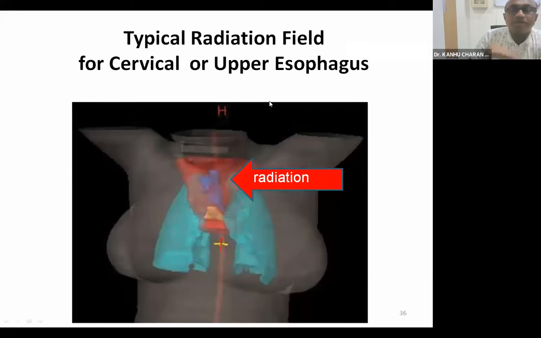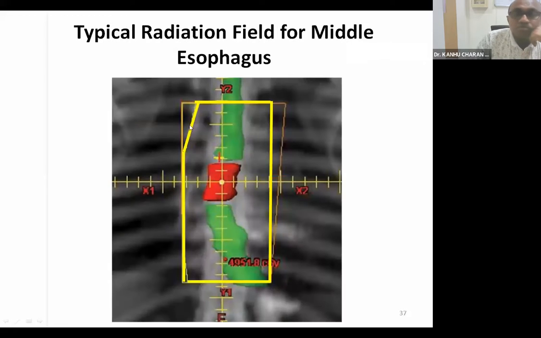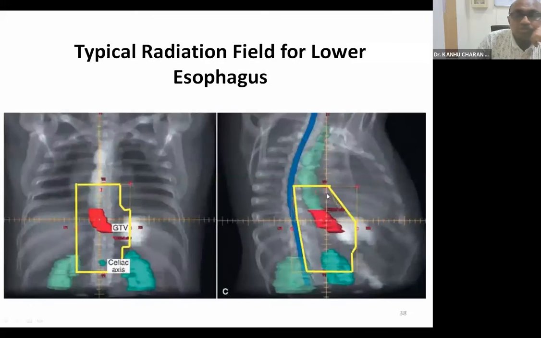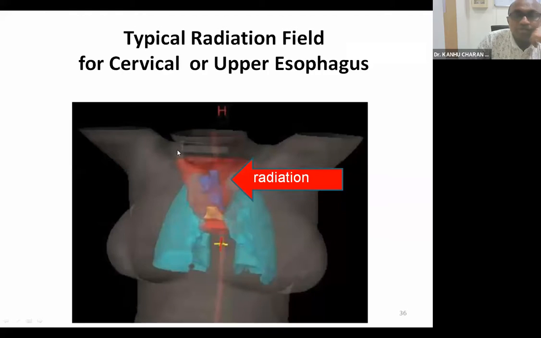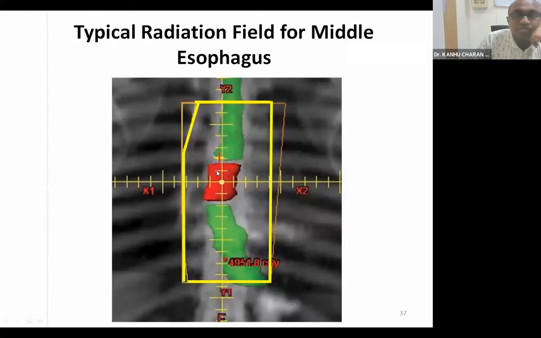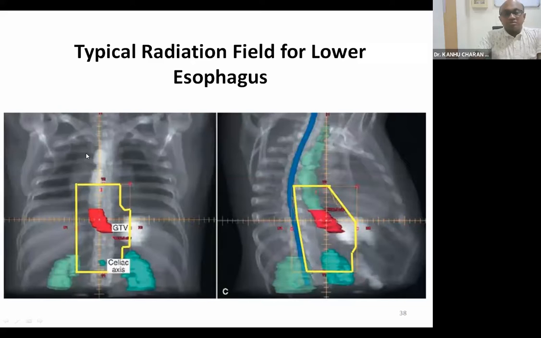The typical radiation field for 2D is T-shaped, including the supraclavicular area. This is for the typical mid-esophagus growth, and this is for the GE junction growth, where you have to spare the cardiac area with AP-PA fields and include the celiac axis nodes. This is usually L-shaped. So in the upper part it is a T-shape, then an I-shape, then an L-shape. So you can remember TIL.